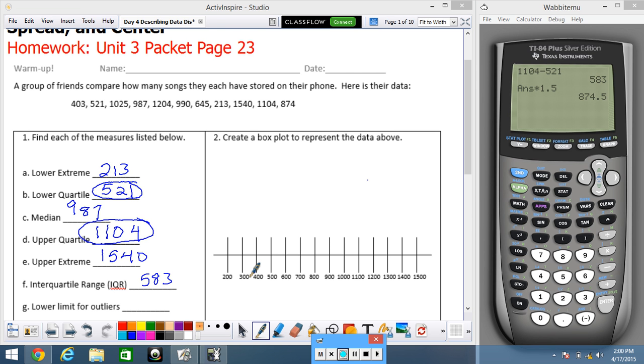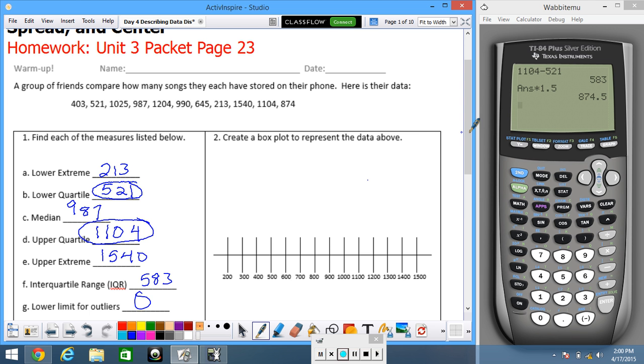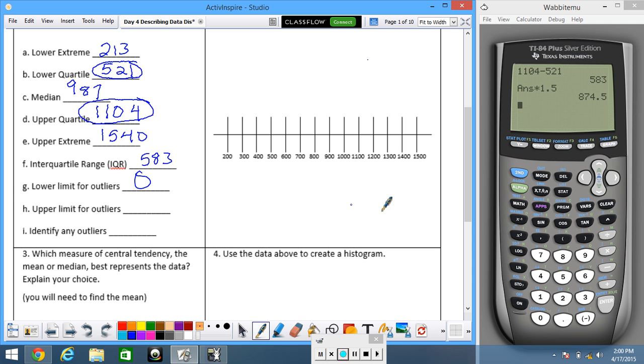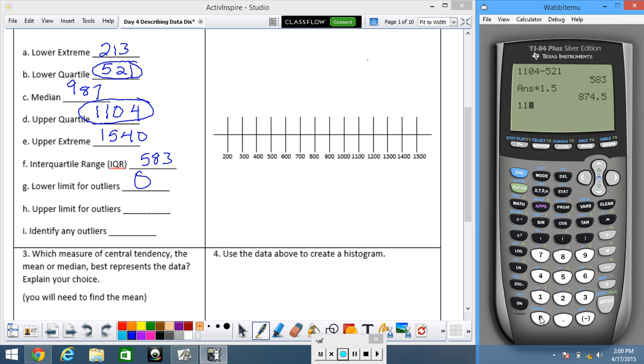All right, so when I go to my lower quartile, it's 521, and obviously if I take 521 and subtract this, I'm going to get a negative number, and there are no negative numbers, so I'm just going to put 0. And I have no lower outliers. Now, for the upper one, I'm going to take my upper quartile, and I'm going to add that last number.